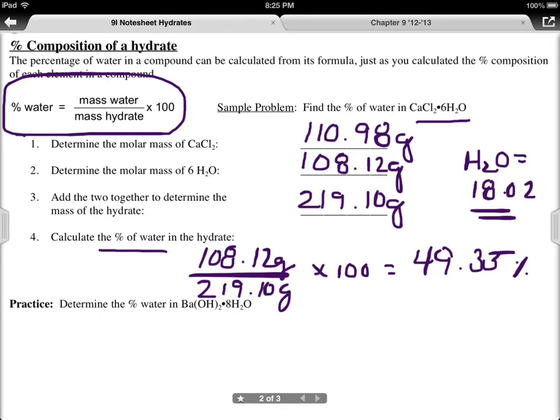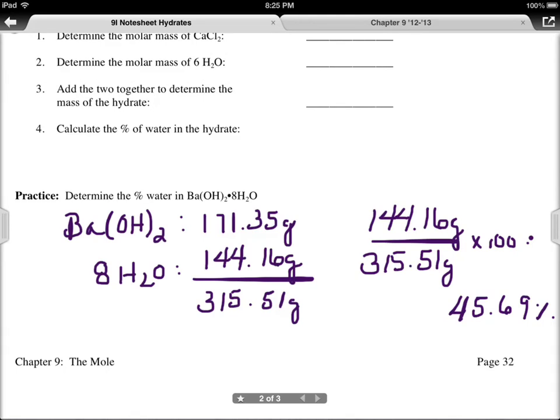It's your turn to practice. See if you can figure out the percentage of water in barium hydroxide octahydrate. Just pause this, and I'll have the answer up in a second. Okay, you can check your work.